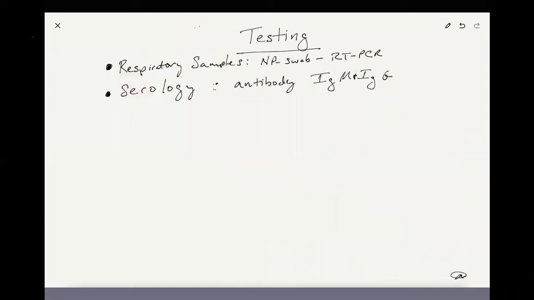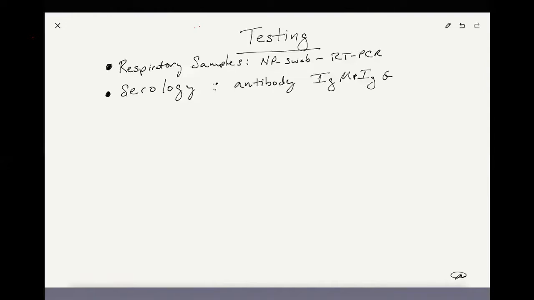So testing is divided here between a number of different features, right? We've got respiratory samples and serology, or blood tests, right? So the respiratory samples are going to be obtained in a number of different ways.